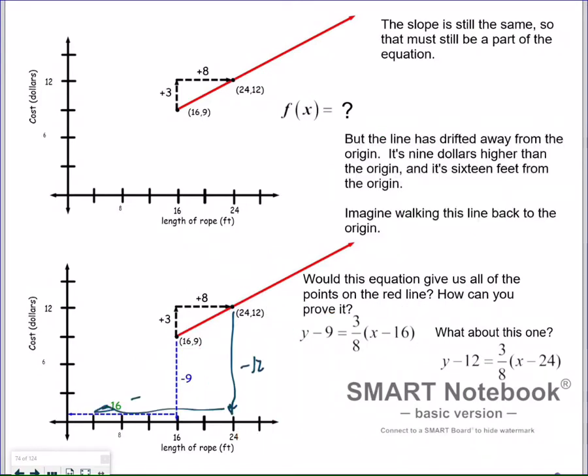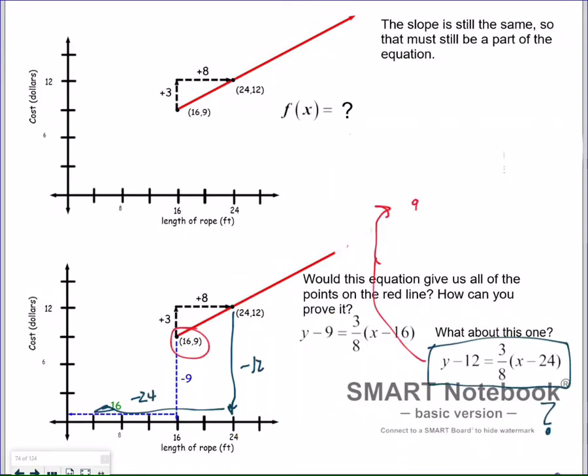But I was thinking to myself, which is dangerous, what if I used this point and said the line also drifted away from its original point, to the point 24, 12 instead? That means to find the equation of the line, I could move this down 12 and back 24. Which is why I wrote this equation: y down 12 equals 3/8, the original slope, times x back 24. I'm wondering, would this also be an equation of the line?